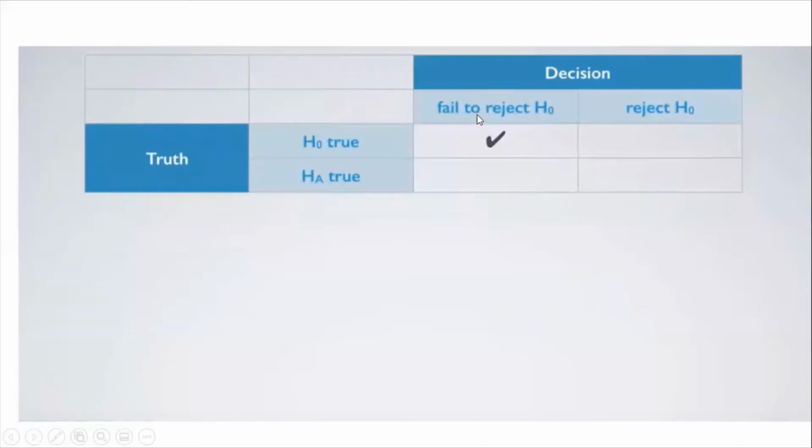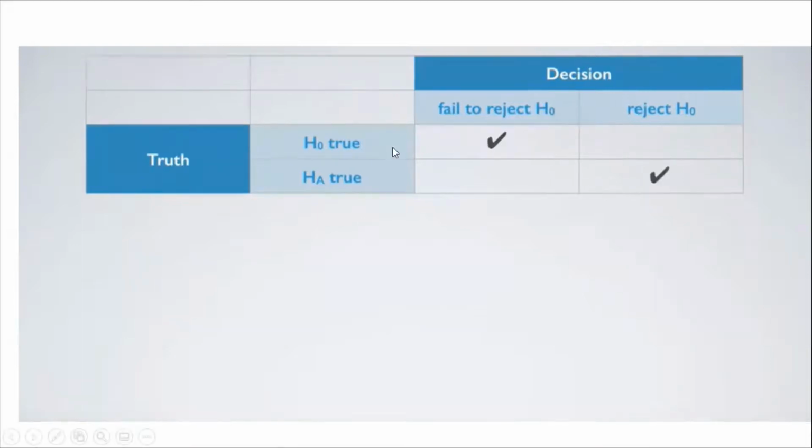So what if the null hypothesis is true and we fail to reject the null hypothesis? It is good, right? There is no difference in reality, and we didn't reject the null hypothesis, so we are on the right track. And when the null hypothesis is not true, the alternative hypothesis is true, and we reject the null hypothesis, it is also correct, we are on the right track.